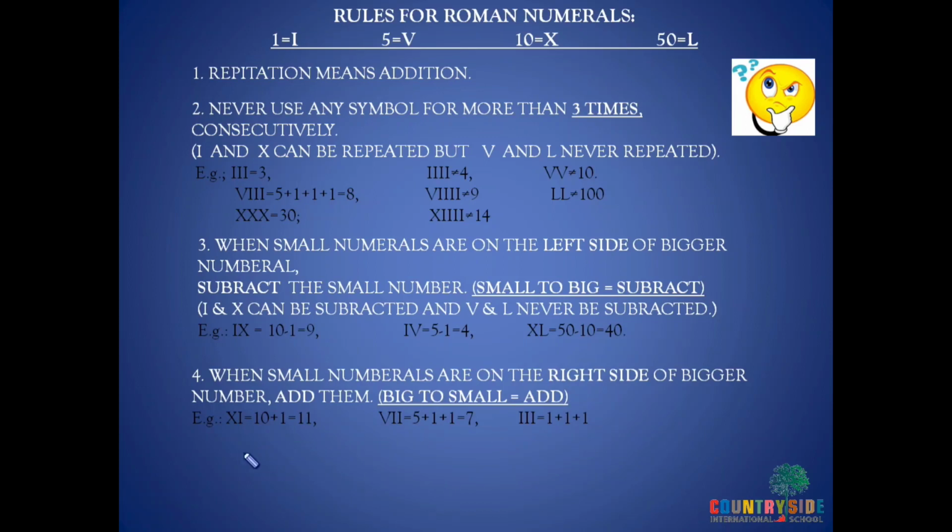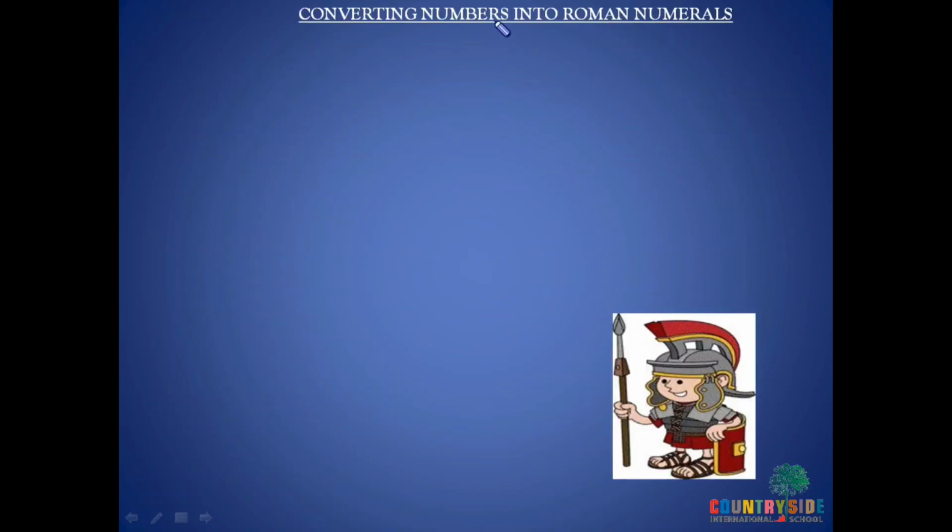The last rule is 0 has no symbol. During the Roman period, there was no introduction of 0. 0 was not invented then, so they had no symbol for 0. Now we will see how we write numbers as Roman numerals, and then we will have a look at how we convert Roman numerals into numbers.